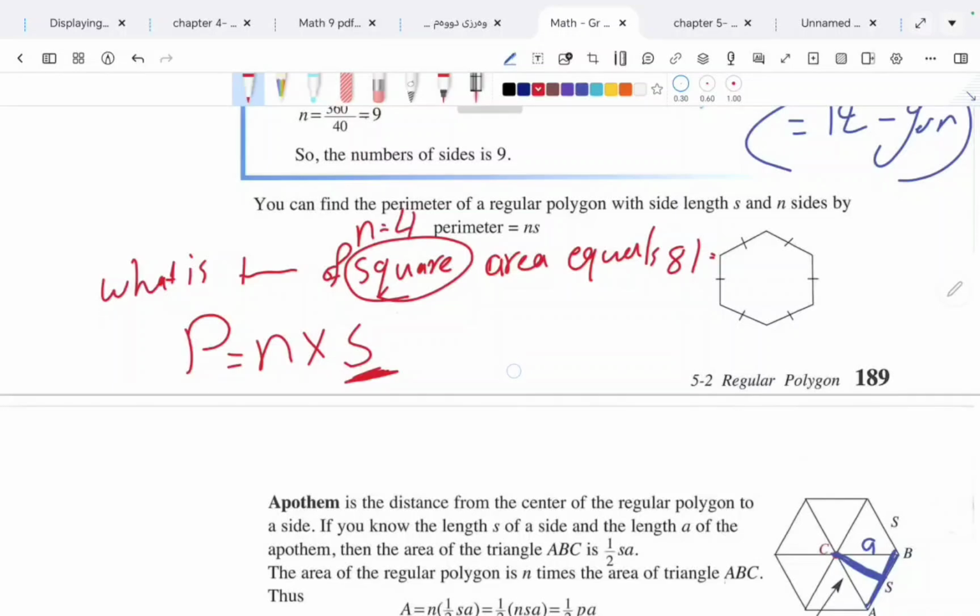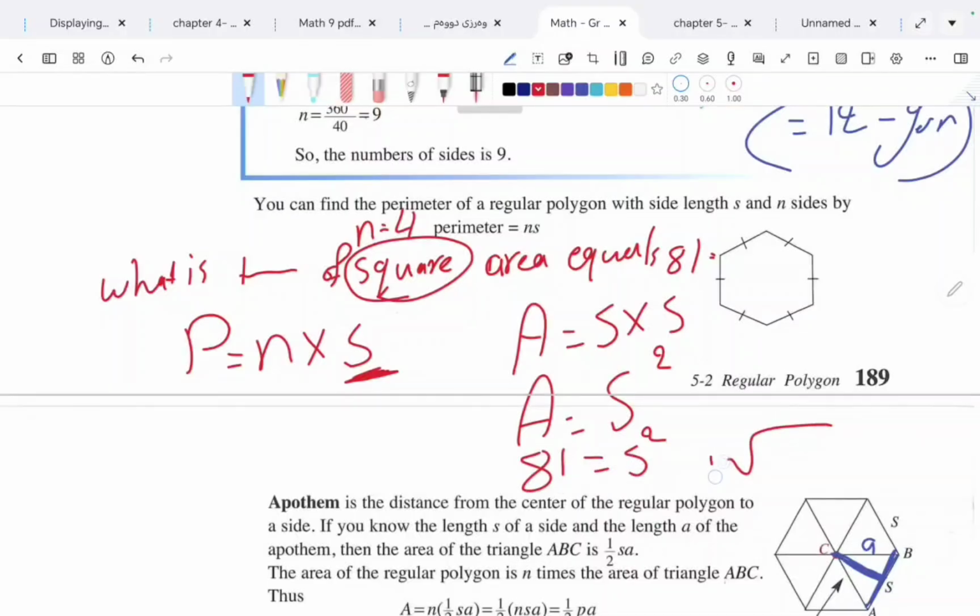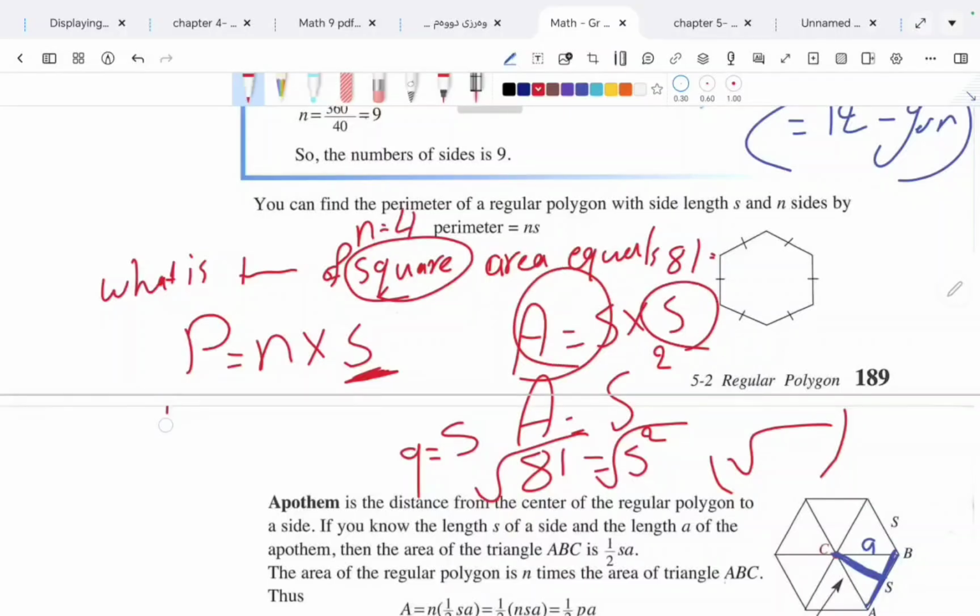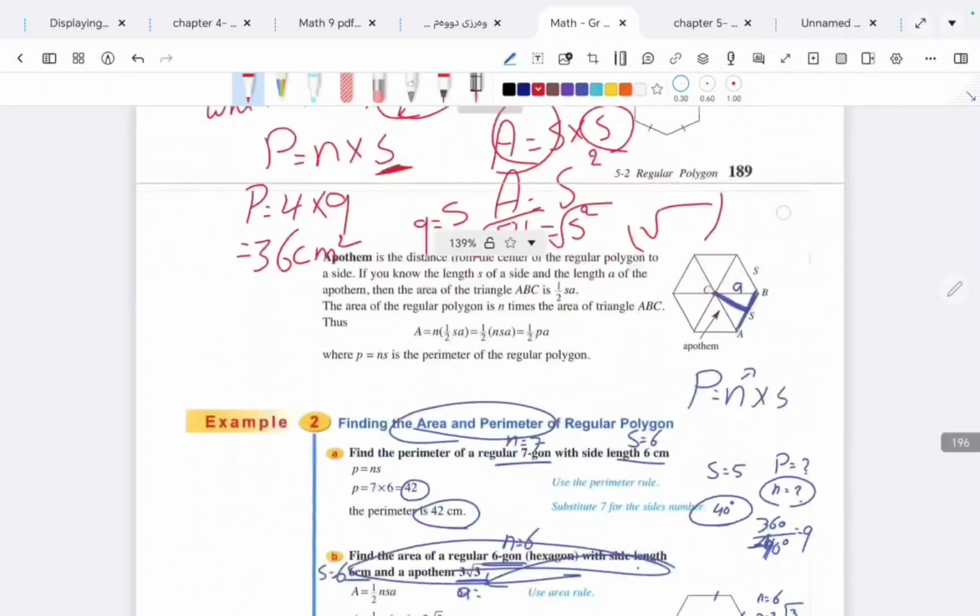Of course. Why? Because area is side times side. Or you can say area equals S power 2. Now area is given, which equals 81, S power 2. How to get rid of power 2? Take a square root for each one. So S equals what? 9. So by using area, we find S, and we're going to put S in the rule. Now perimeter equals, as I told you, N equals 4 because it's a square, and we found the side length by using the area, which equals 9. 4 times 9 equals what? 36 centimeters.